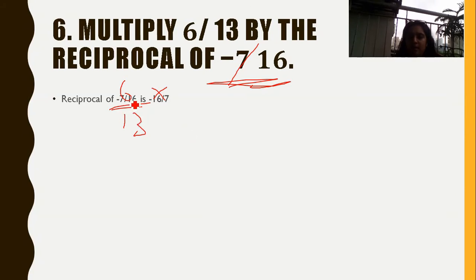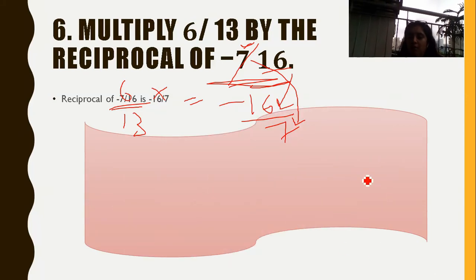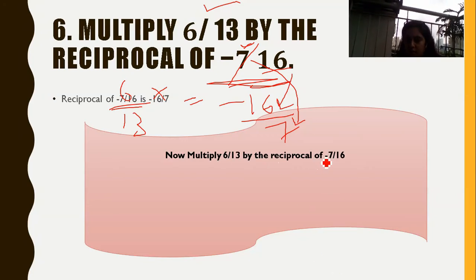So minus 7 upon 16 is our question, and the reciprocal of this number is minus 16 upon 7. What I have done is just change the numerator to the denominator: the numerator is 7, I have shifted that 7 into the denominator, and the denominator into the numerator, that is 16. So now I have the reciprocal of this number, minus 16 upon 7, and in my next step I will multiply that number by 6 upon 13.